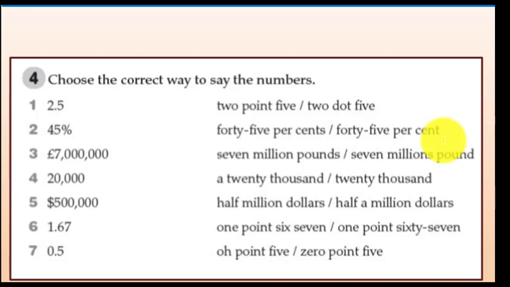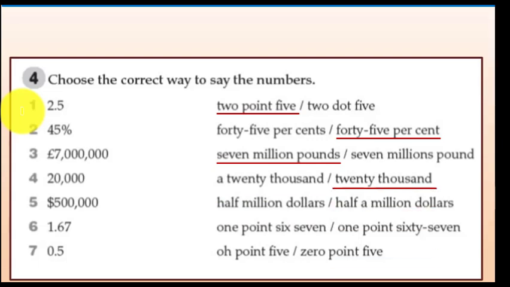Okay, let's now do together the first one. We have 2.5. We choose the first one, 2.5. Number 2, we have 45%. Then number 3, we have 7 million pounds. Number 4, we have 20,000.